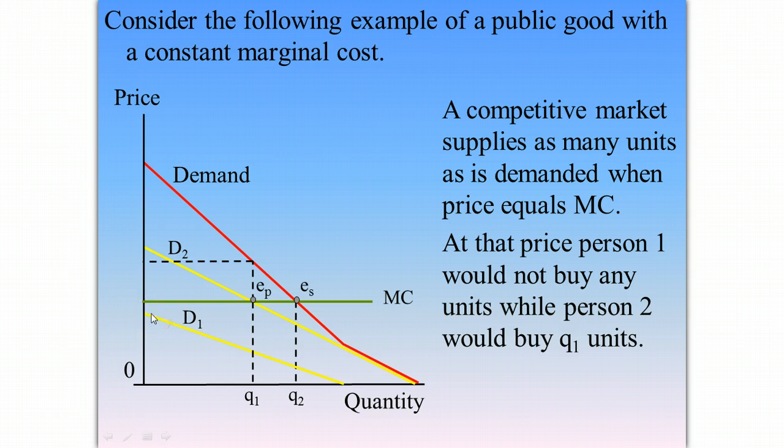There are benefits, maybe through safety, reduction in damage, reduction in vandalism, maybe some theft. But the benefits of the security guard simply aren't worth it for the cost incurred. So for retailer 1, they would buy no security guards. If we look at retailer 2, the benefits for them actually exceed the costs all the way up to here. So you get EP, the private, or competitive equilibrium. They'll go for quantity Q1. A competitive market supplies as many units as demanded when price equals marginal cost, and that's here. So at that price, person 1 would not buy any units, and person 2 would buy Q1.